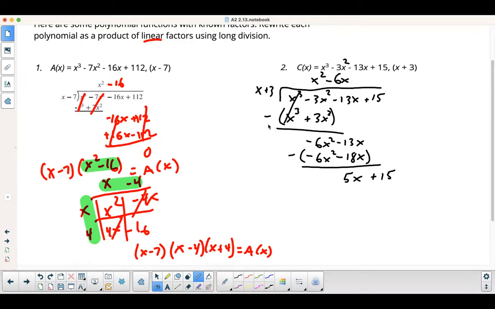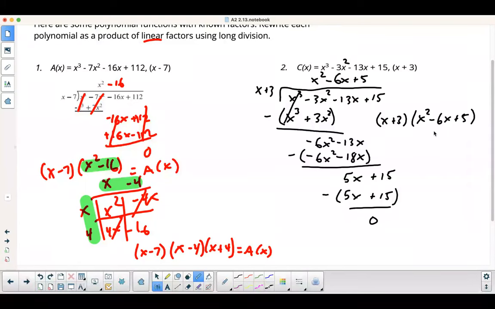Bring down the 15. x times 5 is 5x. Multiply. Subtract. And everything cancels. 5x minus 5x, 15 minus 15 gives you 0. Cool. So what I did was I got it down to x plus 3 times x squared minus 6x plus 5. So now I got to get this thing factored.